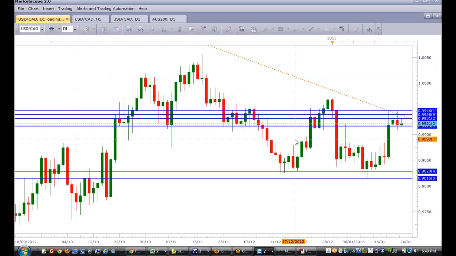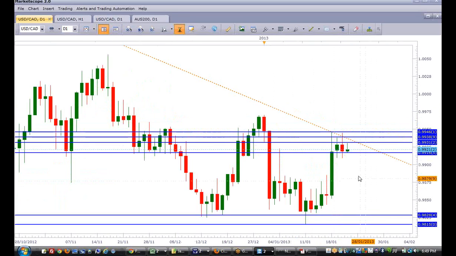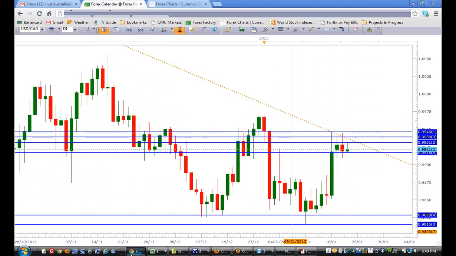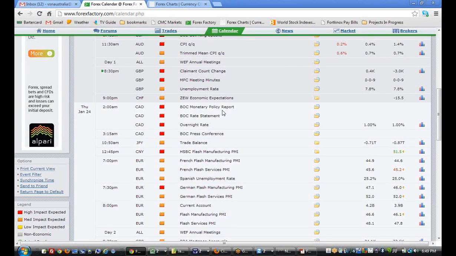It's still early in the day. I know that there are reports later on the CAD at about 2 a.m. my time, and they're quite major reports: the overnight rate for the CAD and the Bank of Canada rate statement as well. So my rule is not to trade before a major report, because anything can happen.